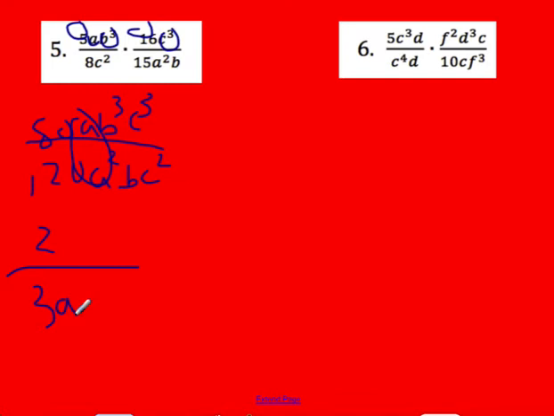You can decide if you want to put that 1 in or not. B cubed divided by b to the first, that means b squared is going to be on top when you subtract those exponents. C cubed divided by c squared, subtract out those exponents and you're just left with c on top. So this is your simplified rational expression.